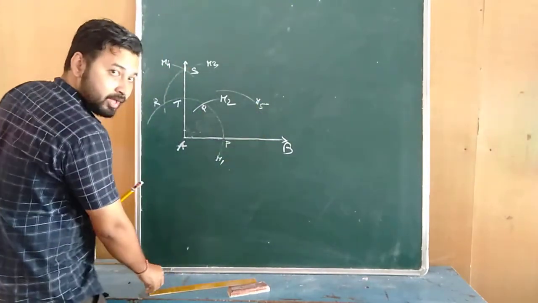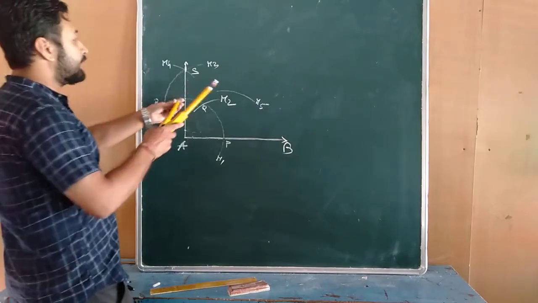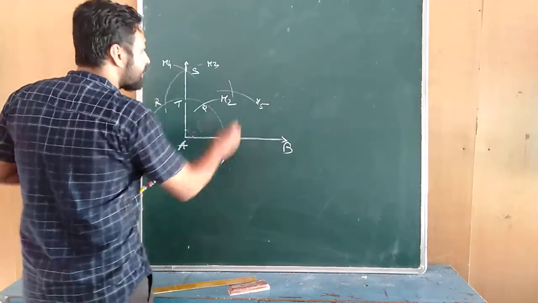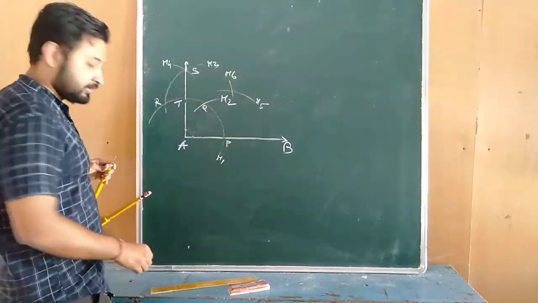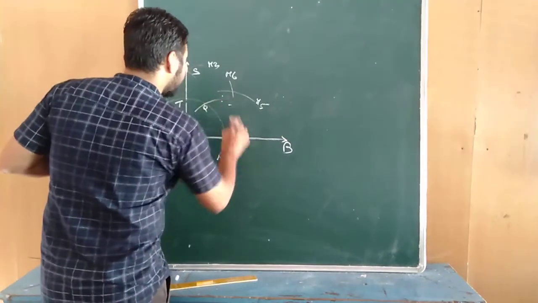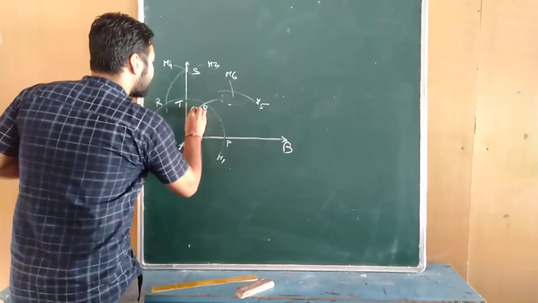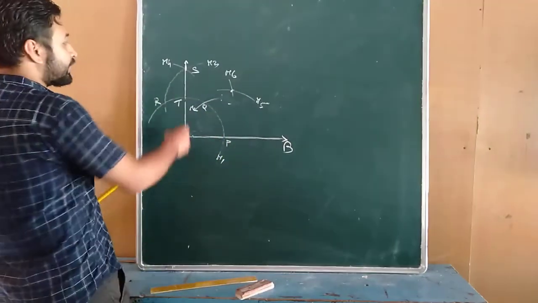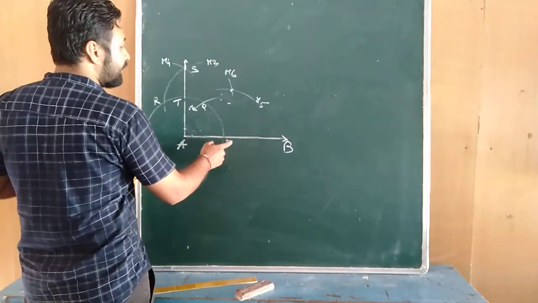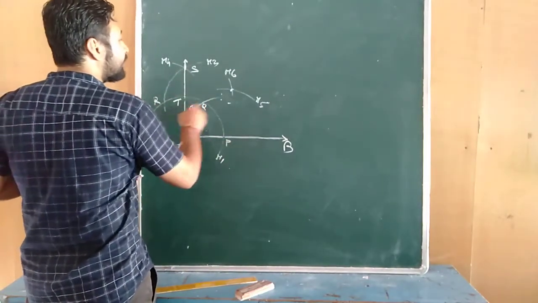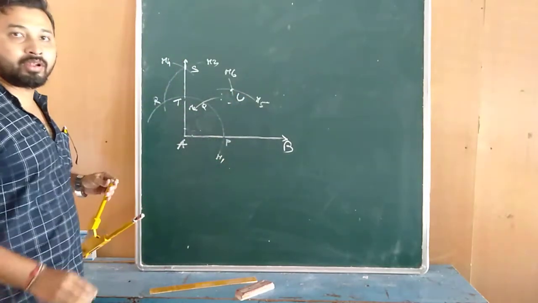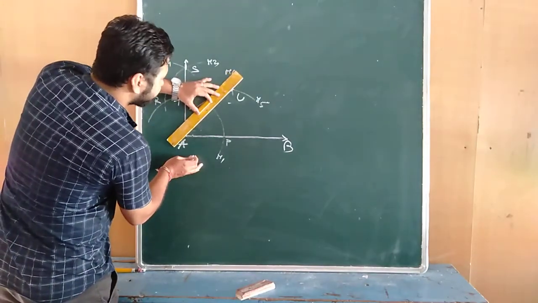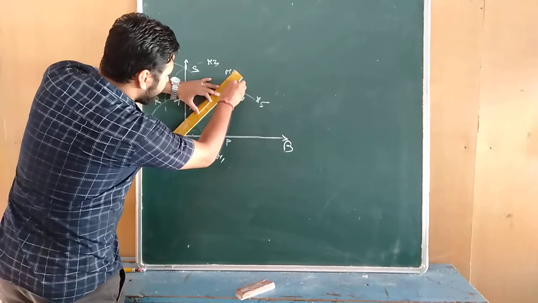R5. With the same radius, taking S as center, we can draw another arc, named R6. So these two arcs intersect at a certain point. We can name this point U. Now we join this U and this point A.